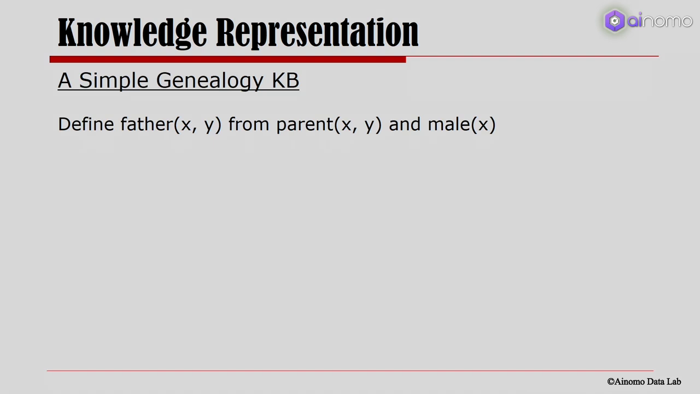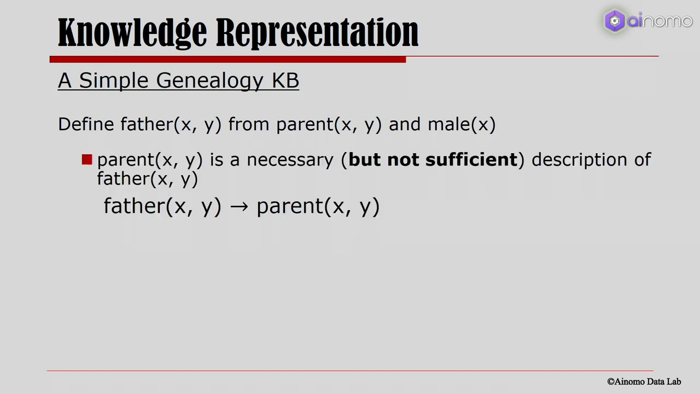So, let us try and understand how one could define a predicate father(x, y), that is, x is the father of y, from two primitives, one called parent(x, y), x is the parent of y, and male(x). Now, parent(x, y) is a necessary but not sufficient description of being a father. So, someone who is a father is a parent, but parent is a necessary but not sufficient description of a father. If x is a father of y, then definitely it is the case that x is the parent of y. However, if x is a parent of y, it is not necessary that he or she is the father.